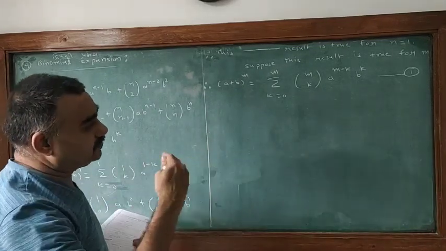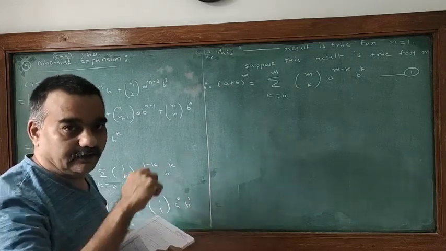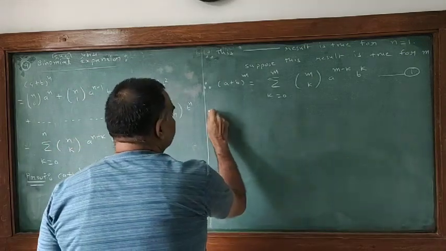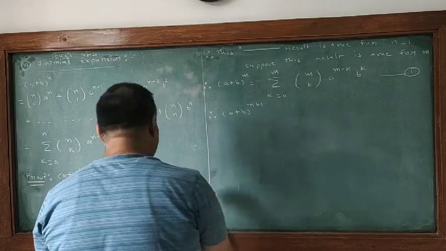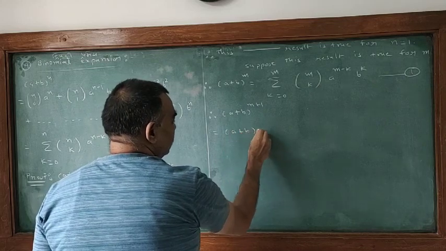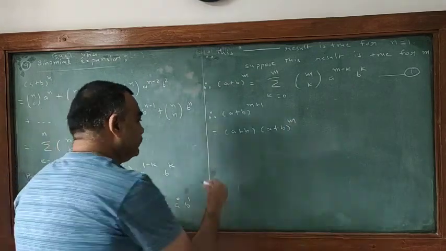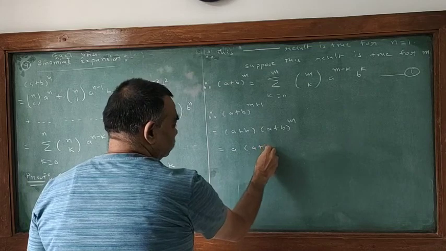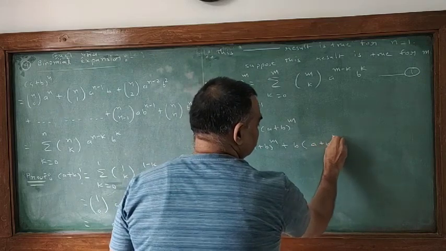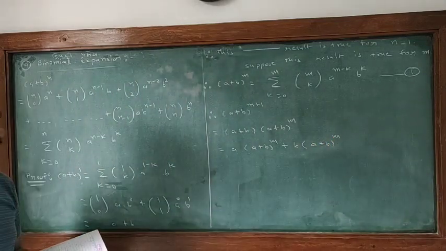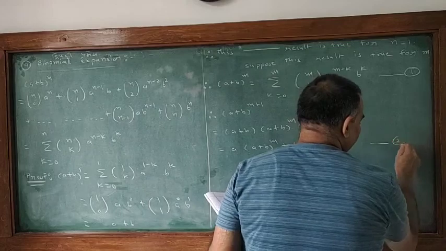Now we want to prove this result is true for n equal to m plus 1. Okay, means for m plus 1 we have to prove this result is true, and for that, a plus b raised to m plus 1 is a plus b into a plus b raised to m. We multiply it. Say this is equation number 2.